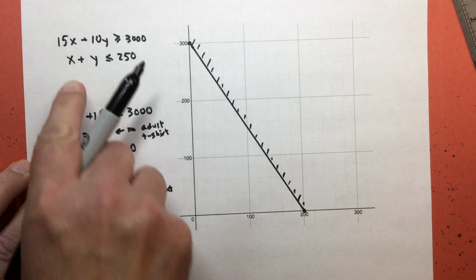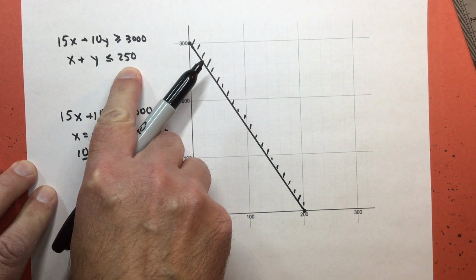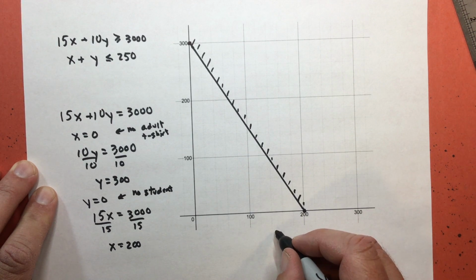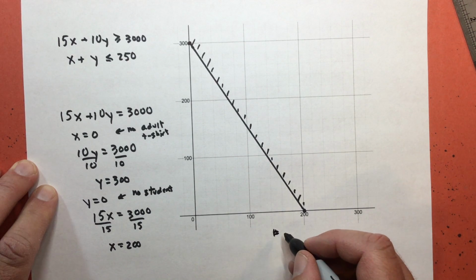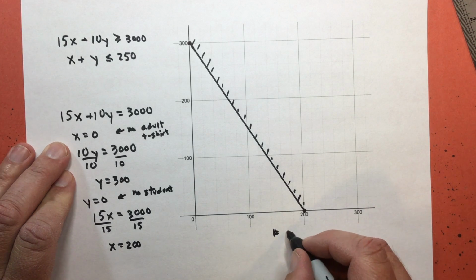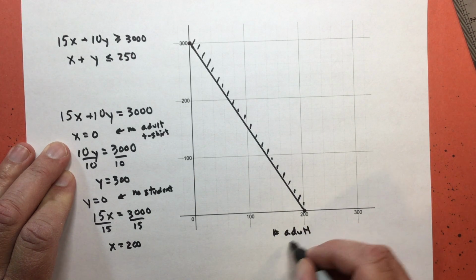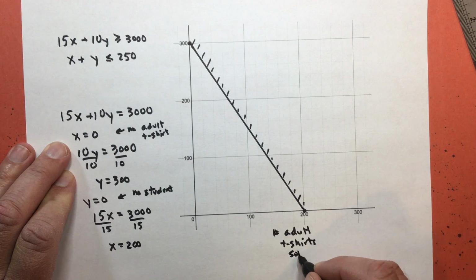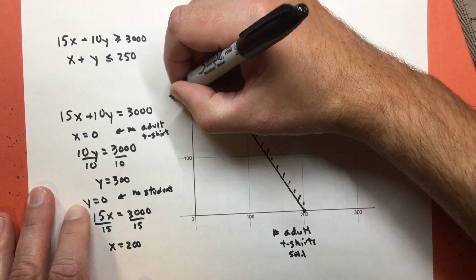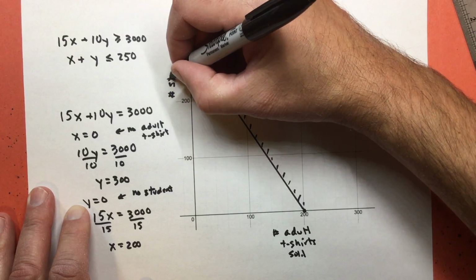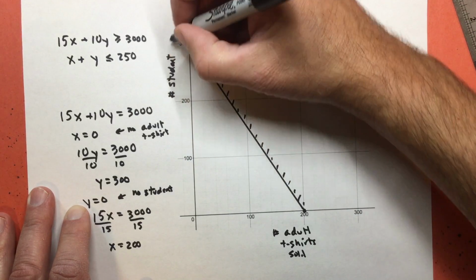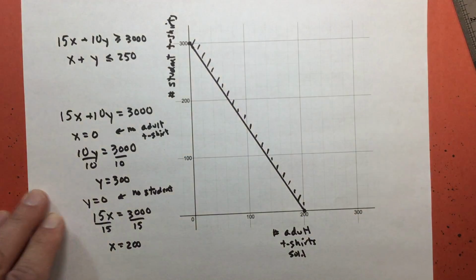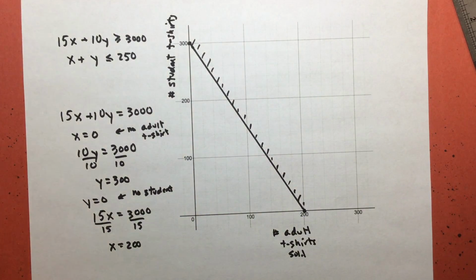Okay, now let's go back and talk about the number of t-shirts that they actually have. By the way, I forgot to label again. This is the number of, what I said x was, the number of adult t-shirts sold. And over here, this was the number of student t-shirts sold. I usually get to it, I just don't do it all in order, okay?